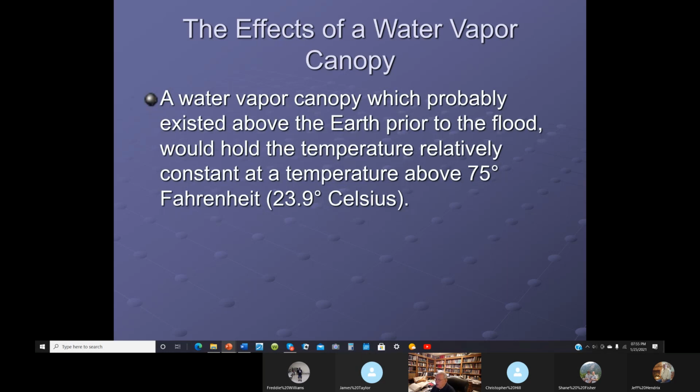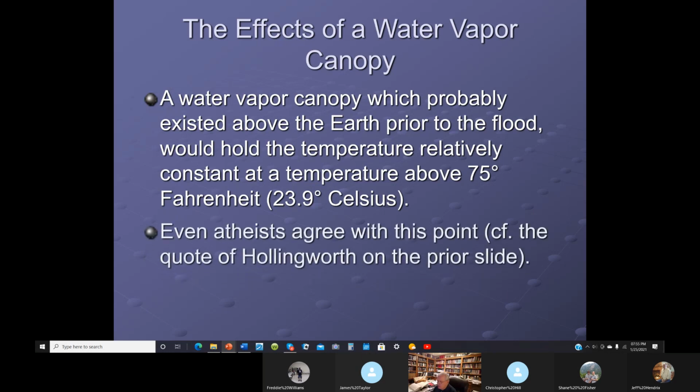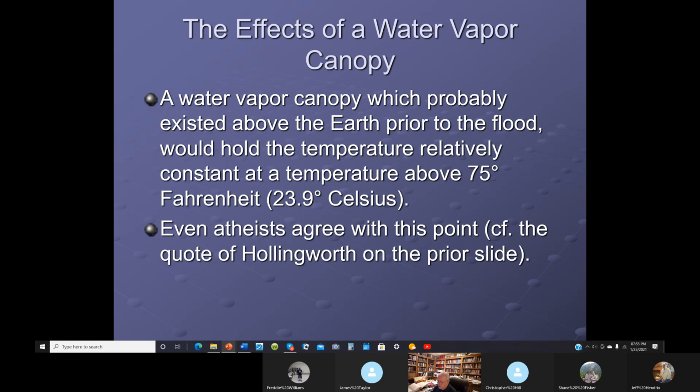A water vapor canopy, which probably existed above the Earth prior to the flood, would hold the temperature relatively constant at a temperature, I'm arguing, around 75 degrees Fahrenheit, about 23.9 degrees Celsius. Even atheists agree with this point.